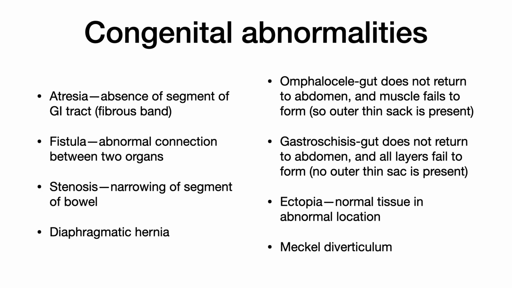Ectopia is where you have normal tissue in an abnormal location, and a Meckel's diverticulum. The GI tract has several types of diverticula, both false and true. Meckel's diverticulums are true diverticula, meaning all 3 layers of the GI tract, whereas the most common diverticulum, colonic diverticula, are false. They just have the mucosa and submucosa.